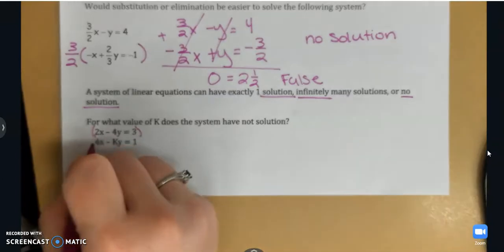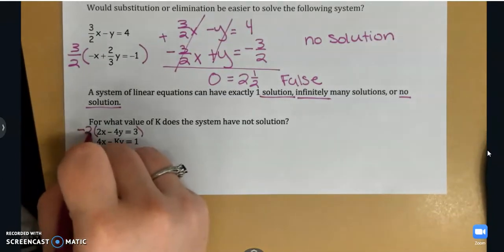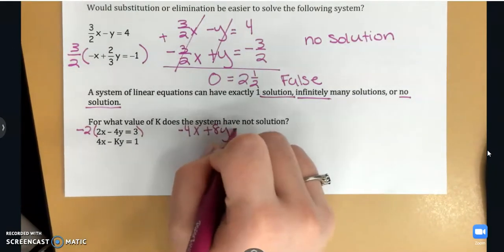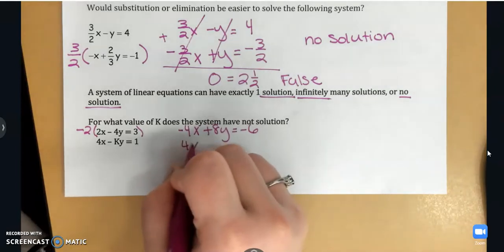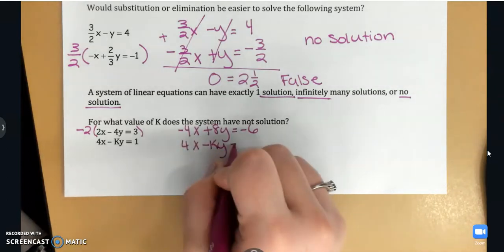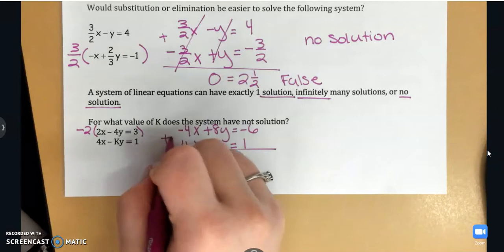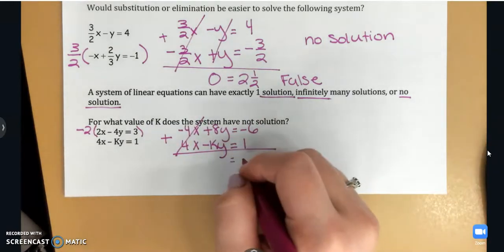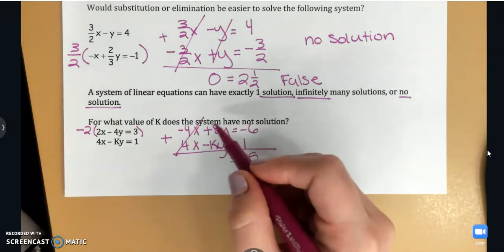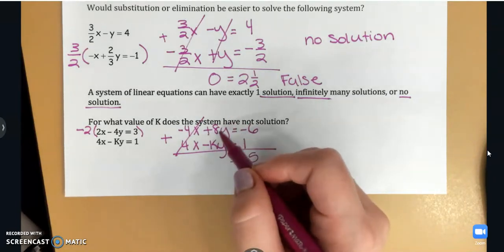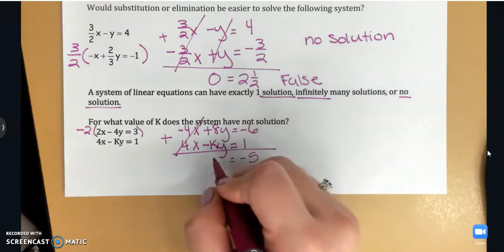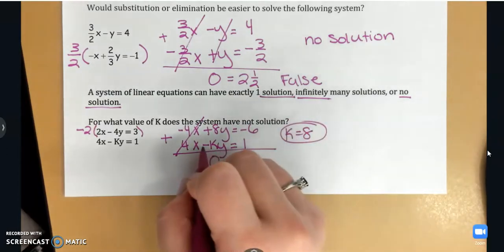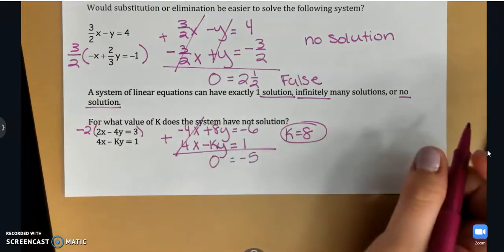I could cancel my x's by multiplying the top equation by negative 2. So I'll get negative 4x plus 8y equals negative 6. And then this is my bottom equation. So already my x's are going to cancel, and I'm going to get negative 5 on the right. So what value of k here would make this y cancel and give me a value of 0? That would be if k was 8, because 8 and negative 8 would cancel to 0.